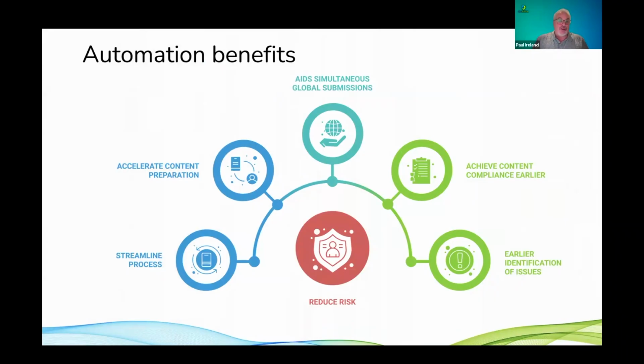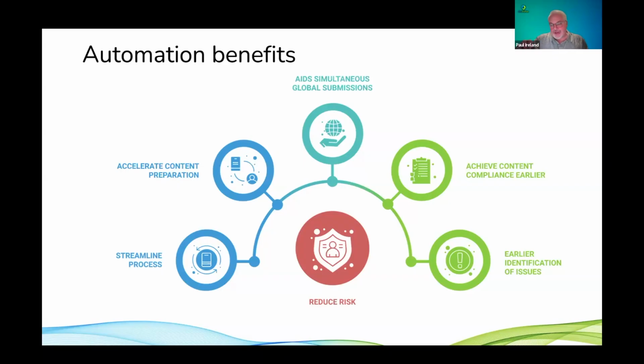So just in terms of wrapping up, obviously the whole idea of this automation is to achieve a lot of the benefits that you get from any type of automation. One, you're streamlining a process that might include many different manual steps using different tools. So it streamlines the entire process, which accelerates your whole content preparation process as well. It can aid, if you're trying to achieve simultaneous global submissions, where you take the same PDFs and reuse them for different regions, obviously you can automate a lot of that too. So it certainly improves and can help towards that kind of target.